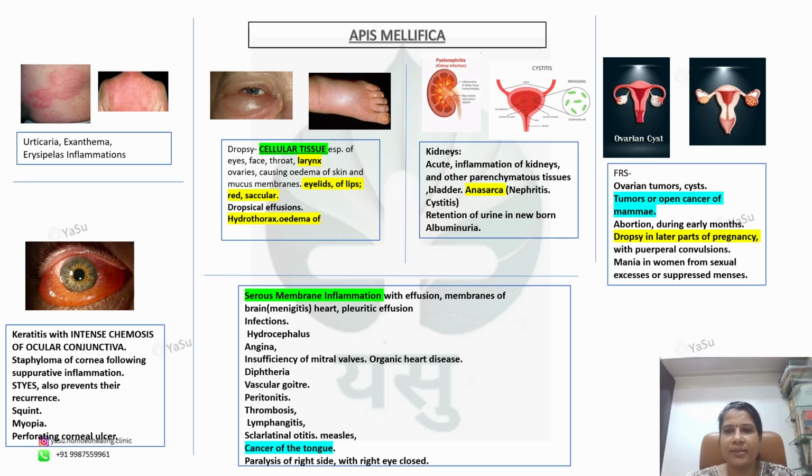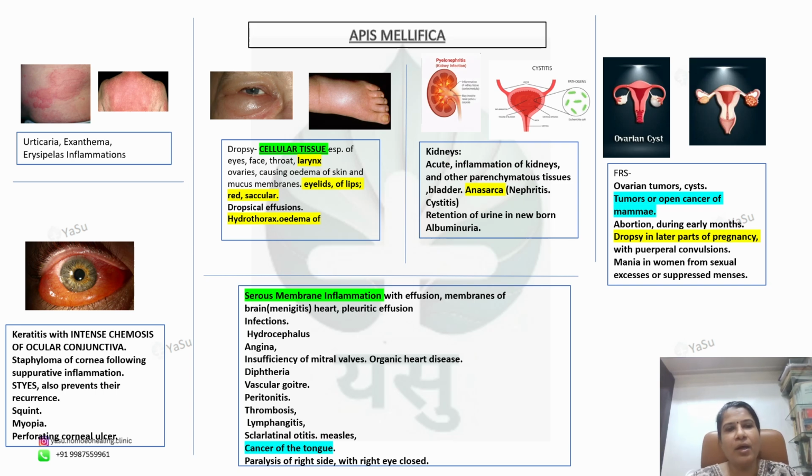Also a good drug in various eye conditions, including keratitis, which is the inflammation of the cornea, with intense chemosis, which is a swelling of the conjunctiva, which is shown in the picture. Staphyloma of cornea following suppurative inflammation. Styes, also prevents their recurrence. Squint, myopia, and perforating corneal ulcer.